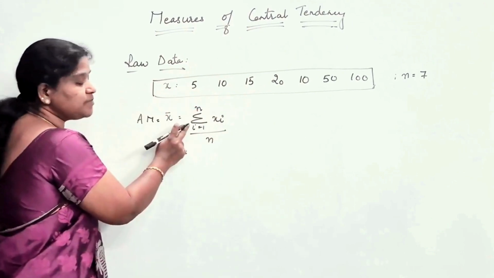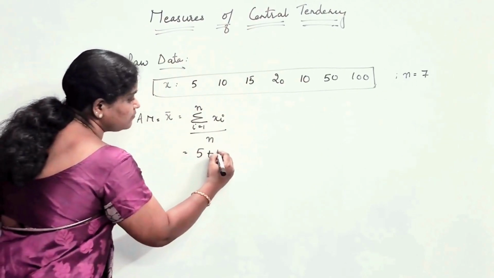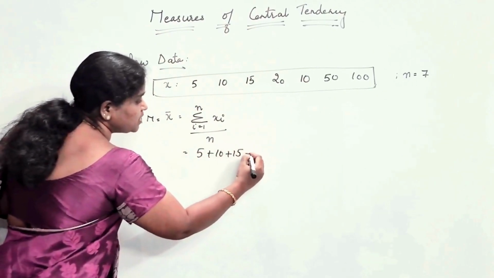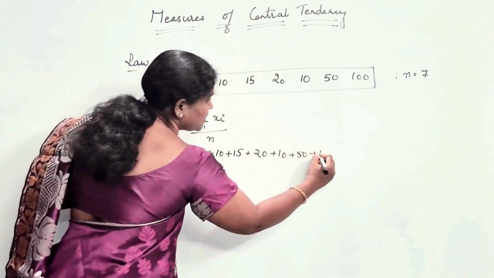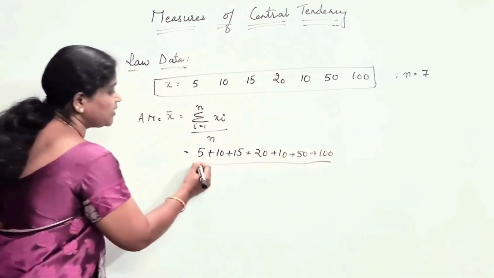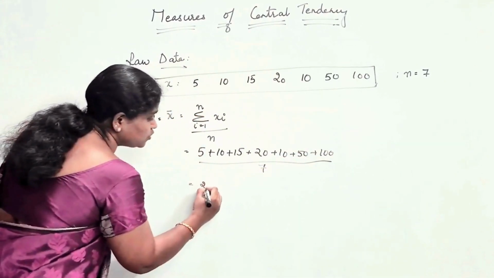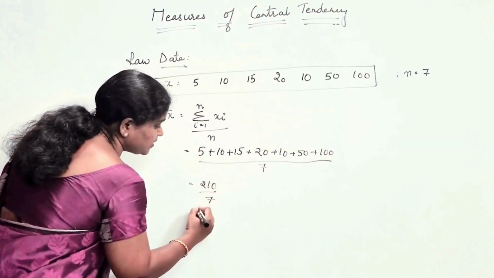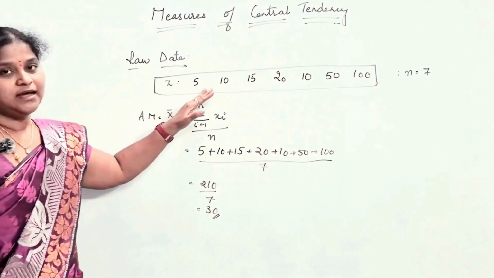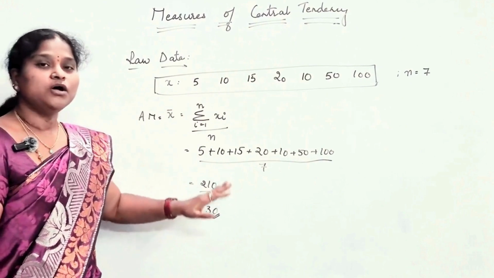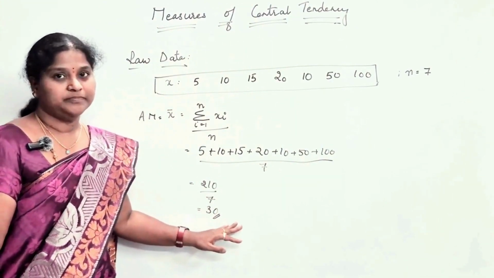Now, since this symbol represents the addition, we'll add all these values: 5 plus 10 plus 15 plus 20 plus 10 plus 50 plus 100 divided by n. n is equal to 7. This is equal to 210 divided by 7, that is 30. So the arithmetic mean of the given data is 30. This is for raw data. Now let us see for discrete or ungrouped data.